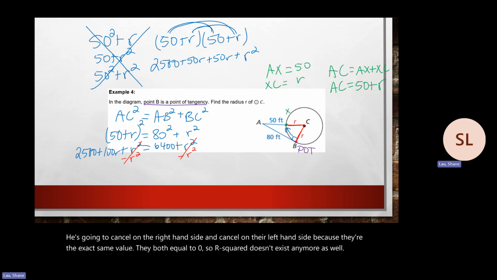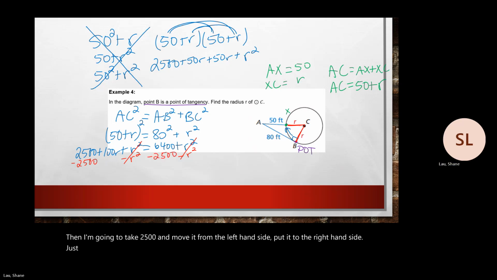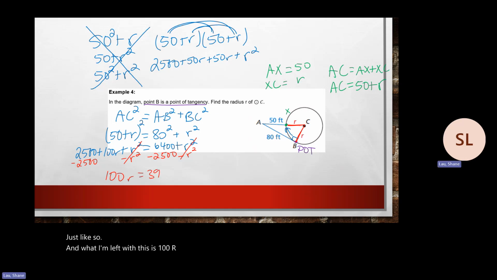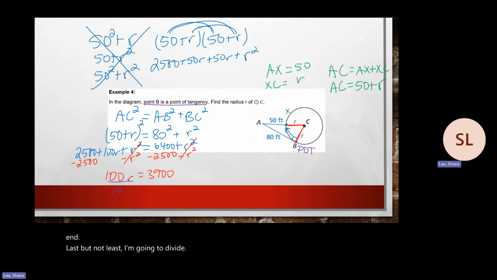Then I'm going to take 2,500 and move it from the left-hand side, put it to the right-hand side, just like so. And what I'm left with is 100r equals 3,900, because 64 minus 25 is 39, and add my zeros at the end. Last but not least, I'm going to divide by 100, divide by 100, because those two cancel, r equals 39. And that is our correct answer.